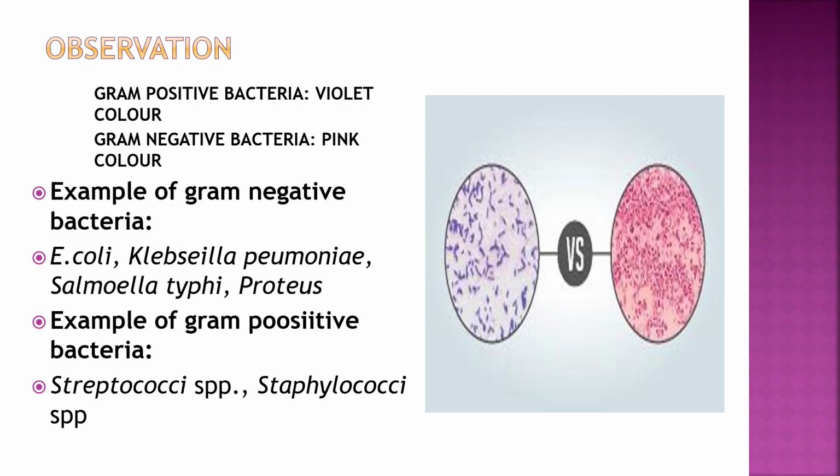So here you can see gram positive bacteria are violet in color, and gram negative bacteria are pink in color. And if they are round, they are called cocci, and if they are rods, they are called bacilli. A few examples of gram positive cocci are streptococcus, staphylococcus, pneumococcus, and gram positive bacilli are corynebacteria, bacillus. Then gram negative bacilli are E. coli, Klebsiella, Salmonella, Proteus, Shigella, and gram negative cocci are the Neisseria group, that is Neisseria meningitidis and Neisseria gonorrhoeae.